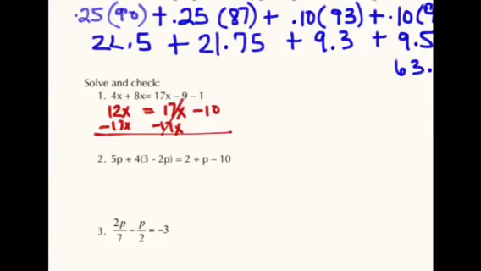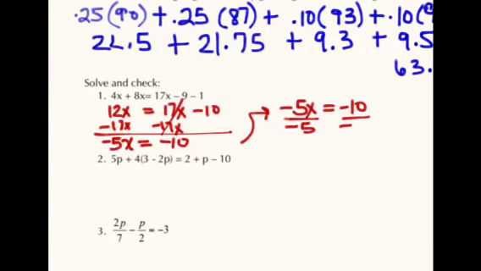That cancels, leaving a 0 there. But typically we don't write the 0. This says that negative 5x equals negative 10. Finishing that over here, dividing both sides by negative 5, we get that x is positive 2.